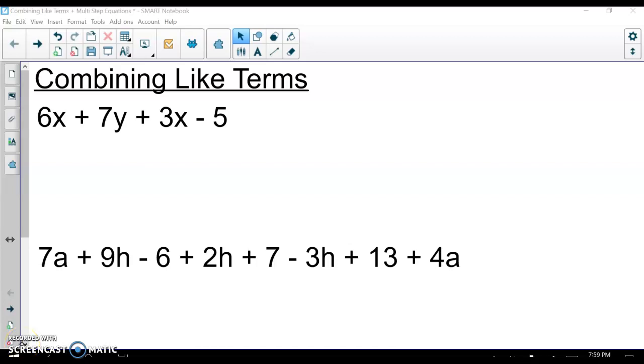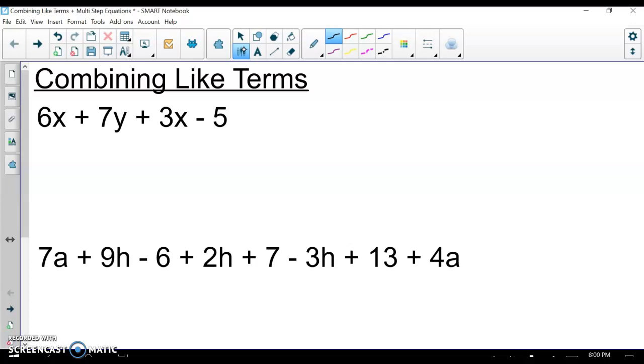In this video, we will be reviewing what like terms are, how to combine them, and how to use them to solve multi-step equations. So remember, like terms are terms that have the same variable with the same exponent. So for example, this first one here, we have 6x plus 7y plus 3x minus 5.